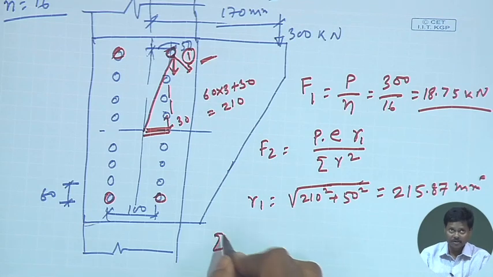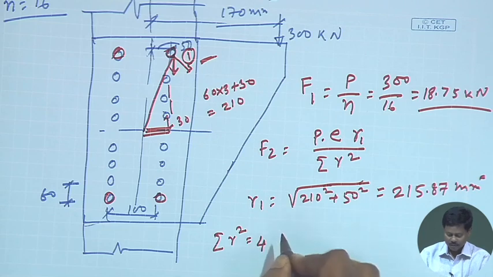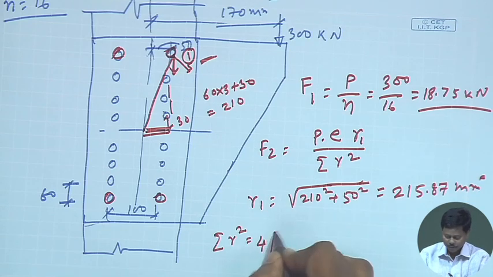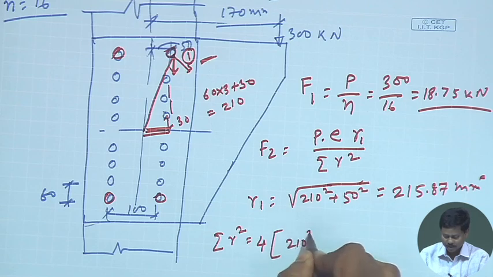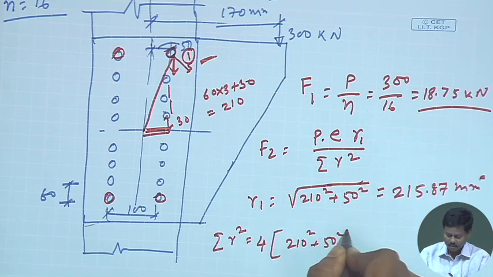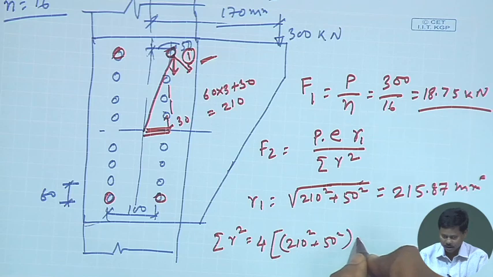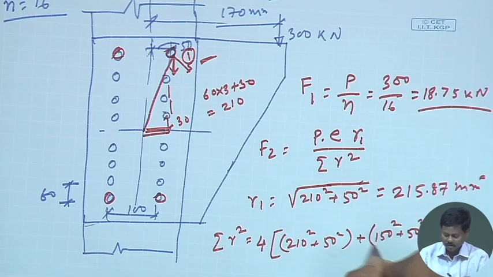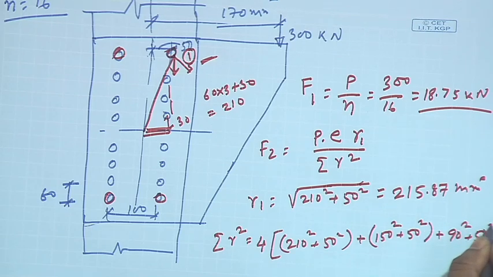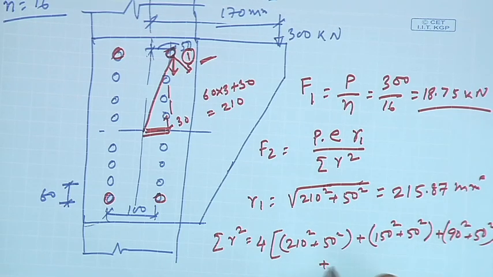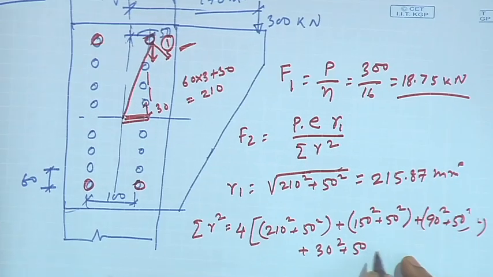Similarly, summation r square we can find out, this will be 4 numbers of each bolt. So, this will be 210 square plus 50 square for extreme 4 bolts, then 150 square plus 50 square, then 90 square plus 50 square, then 30 square plus 50 square. Right.